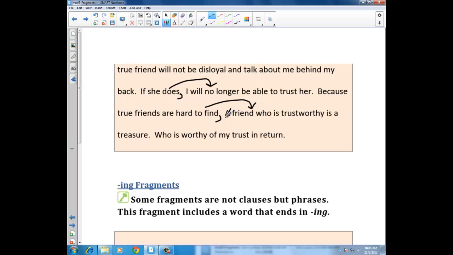You should have this pattern down now, so I'm not going into as much detail. Because true friends are hard to find, a friend who is trustworthy is a treasure, because who is a subordinating word. You have to connect those. Because true friends are hard to find, a friend who is trustworthy is a treasure, who is worthy of my trust in return.